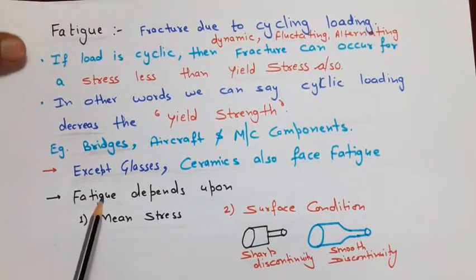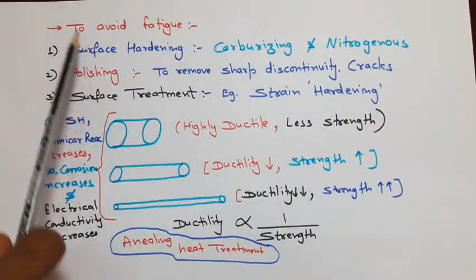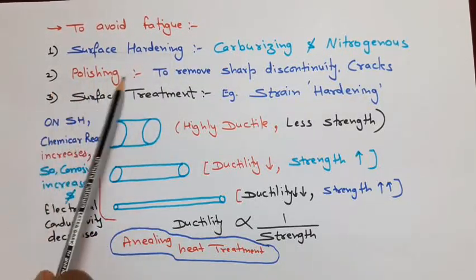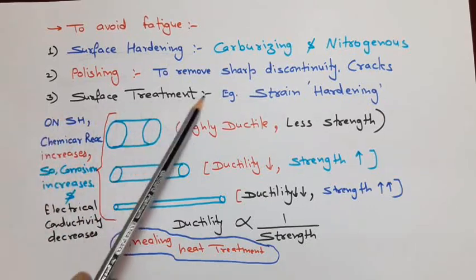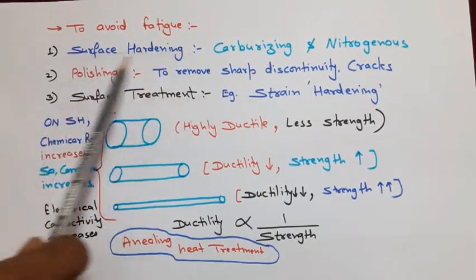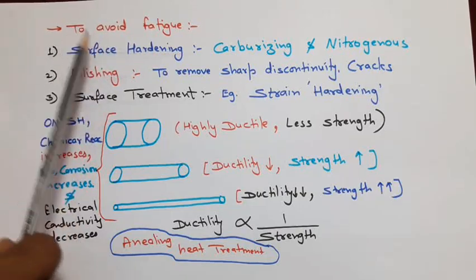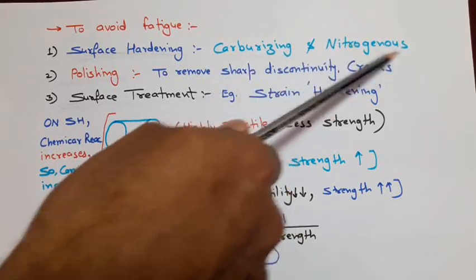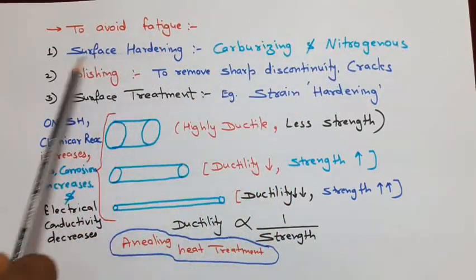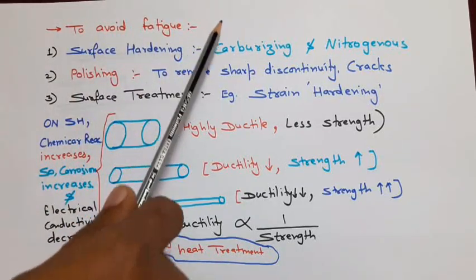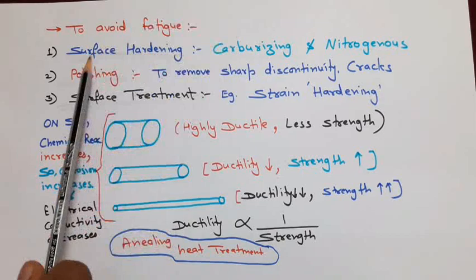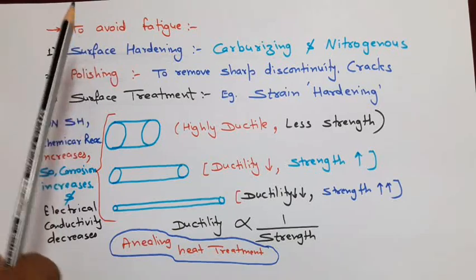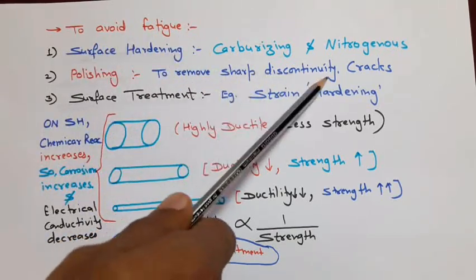And surface conditioning can be achieved by these three methods. First one is surface hardening, second one is surface polishing, and third is surface treatment. In surface hardening, we only harden the surface of the material, and that can be done by case hardening like carburizing or nitriding process. About surface hardening, we have studied in detail in lecture 29. So for surface hardening, please refer to that lecture. Next is surface polishing. Surface polishing can be used to remove the sharp discontinuity.